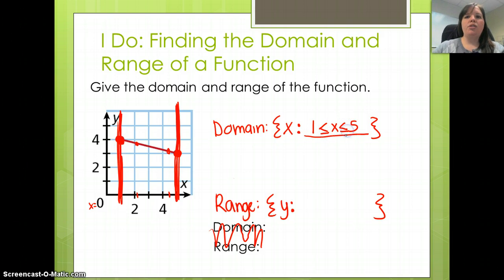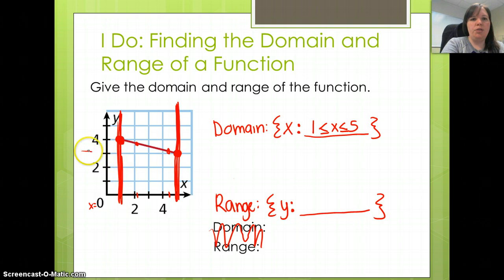So describing what values x could have, we want to use an inequality, a compound inequality in this case. How about for the range values here? Again, these are the y values. How low do my y values go? How high do they go? Where can I have y's?